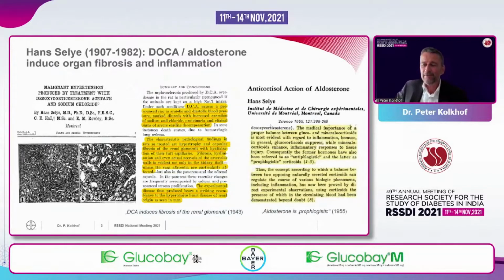In 1955, so after the isolation and purification of aldosterone in 1953, he repeated some studies and summarized in this nice review in Science in 1955 that aldosterone is both pro-inflammatory and pro-fibrotic. And he called aldosterone, in fact, pro-phlogistic. And that is remarkable for that time.